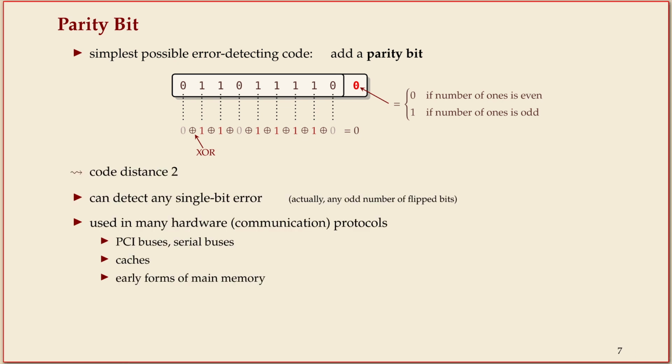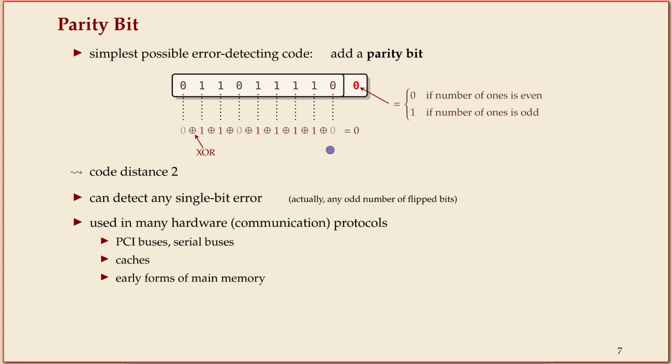If you look at that from the block code angle, it gives you a code of distance 2. Because if you flip one bit, you definitely destroy the parity. Right? If you started with an even number of 1s, no matter whether you flip a 1 to a 0 or a 0 to a 1, you'll end up with an odd number of 1s afterwards. And that's not a valid code word.